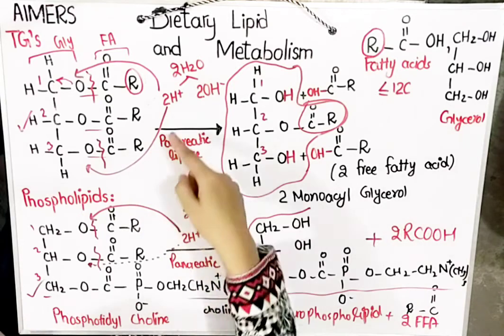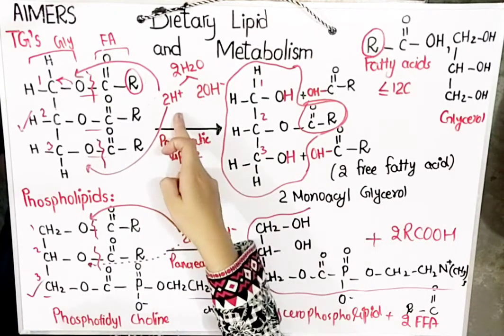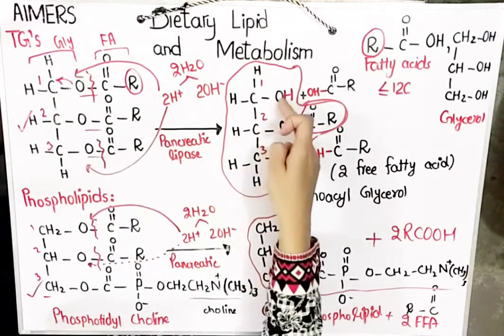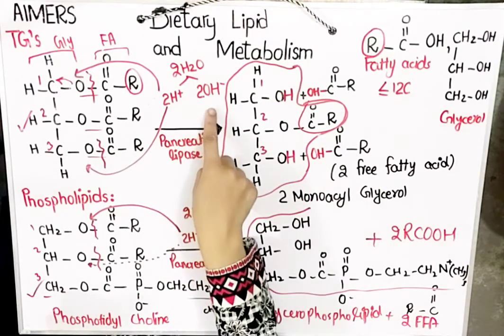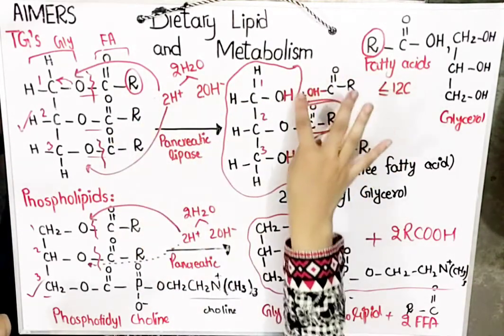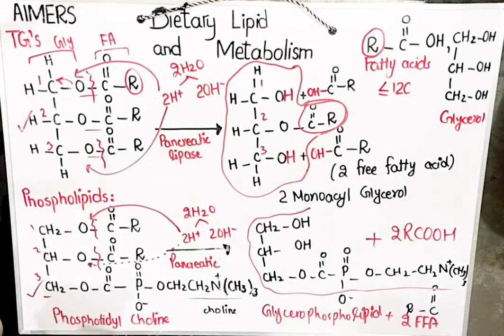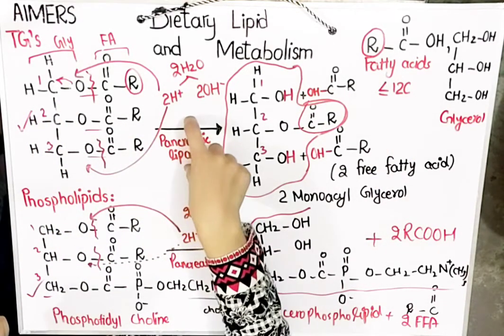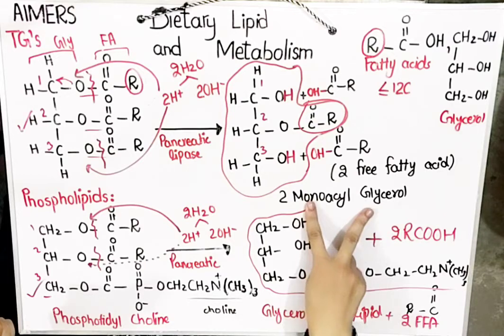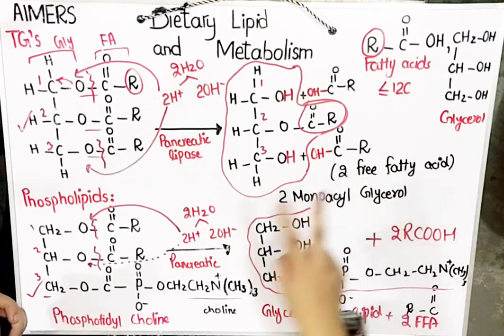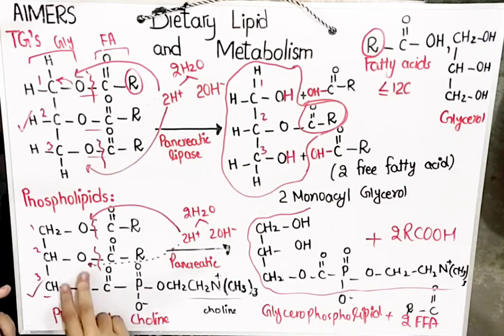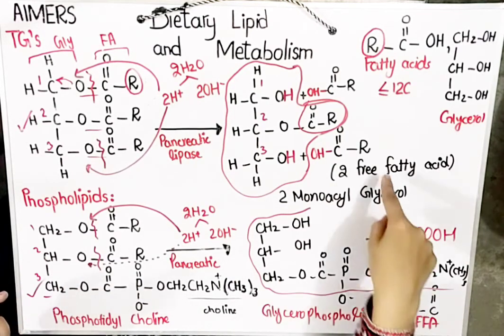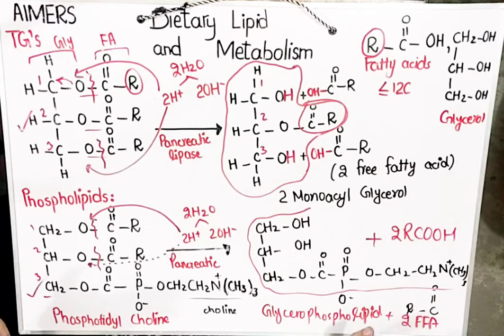We have used 2 water molecules in both the cases. We have 2H positive and 2H negative. H positive will always move to the side of glycerol to complete the glycerol as it was in its original form, and OH negative will always move to make the free fatty acid. When TGs are broken down by the help of pancreatic lipase, the 2 monoacyl glycerol and 2 free fatty acids will be released. When pancreatic lipase acts upon phospholipids, phospholipid will be converted into glycerophospholipid, and similarly 2 free fatty acids will be released. Got it?